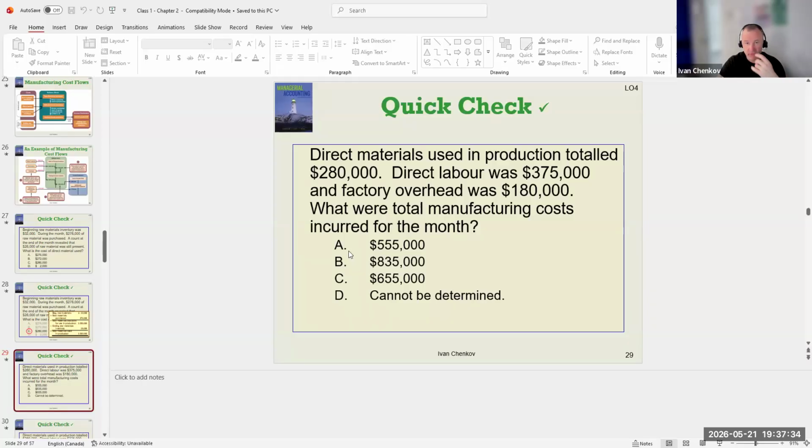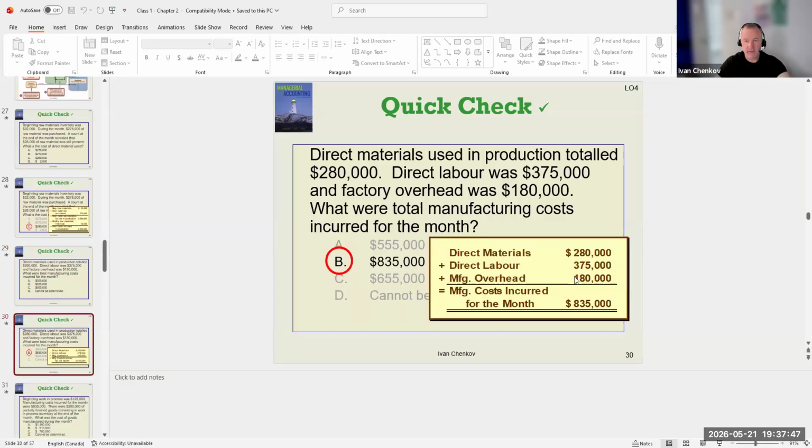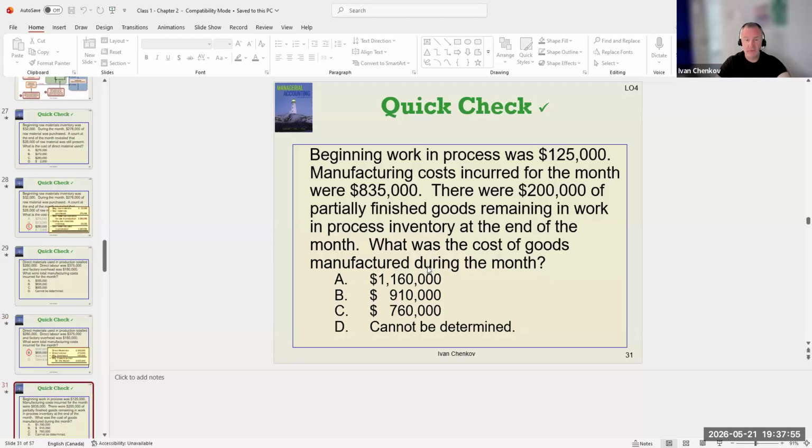So what we have to do, we have to get all those together, correct? 835. So let's see. 835. So we get 280 plus 370 plus 180, 835. So now what are we going to do with the 835? Well, then we're going to move to the next question. Now the 835 is the direct material, direct labor for the period.